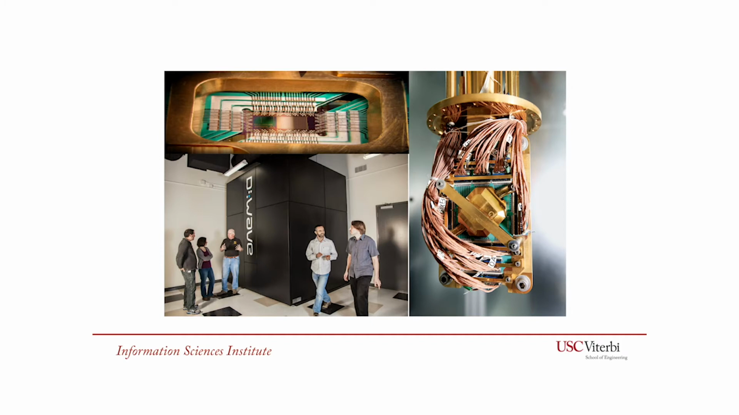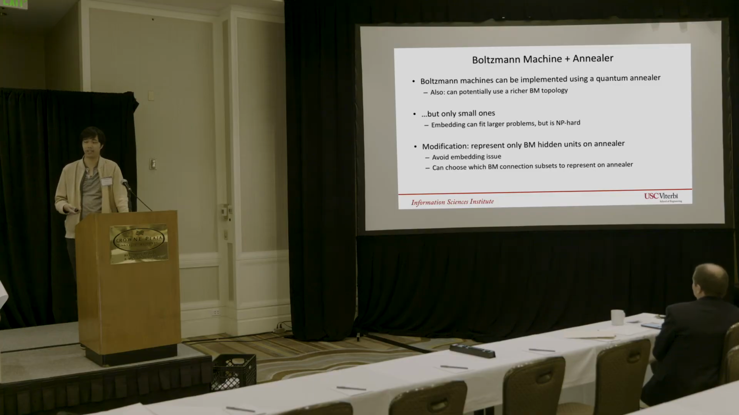And here's a picture of the D-Wave, the annealer that we're using. So what do those Boltzmann machines have to do with the annealer? It turns out, because they share the same basic problem, that Hamiltonian and finding low energy states, we can implement Boltzmann machines using a quantum annealer. And we can actually use a richer topology than you would usually find on a classical machine.